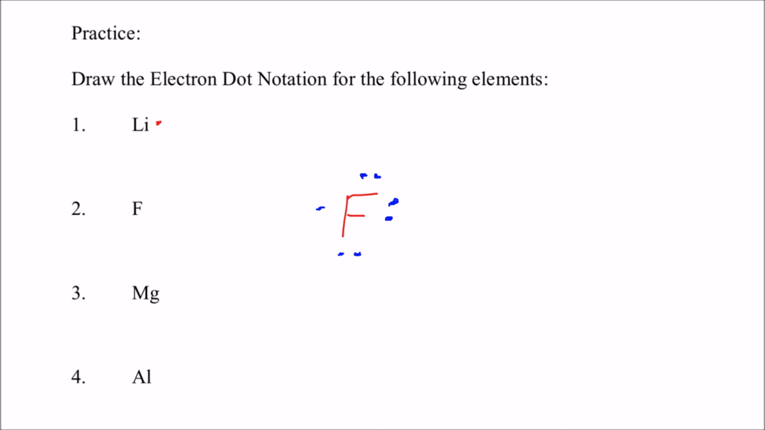Alright, how about magnesium? How many valence electrons does it have? 2. Very good. So we can do 1 here and 1 here. Alright, and how about aluminum? How many electrons, valence electrons, does aluminum have? 3. Very good. So we'll put our 3 valence electrons here. Okay? This practice is in your notes, and there's a lot more of them to do, so I want you to go through and do the rest of those in your notes packet.